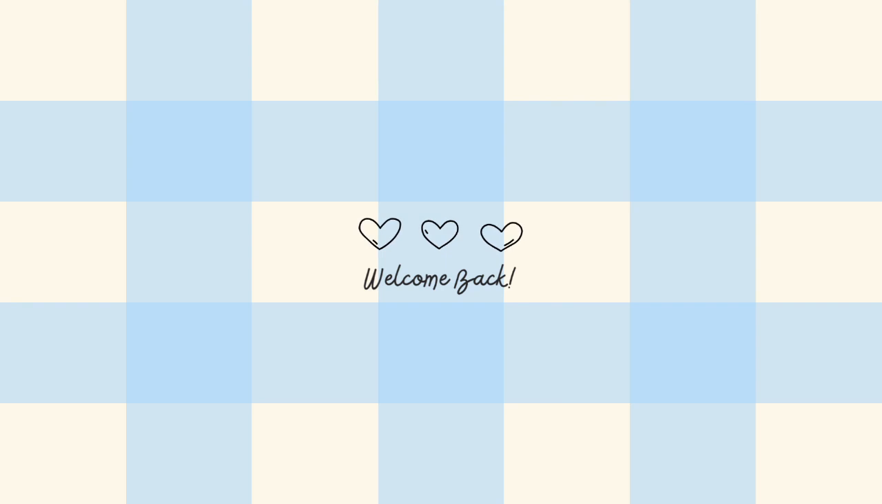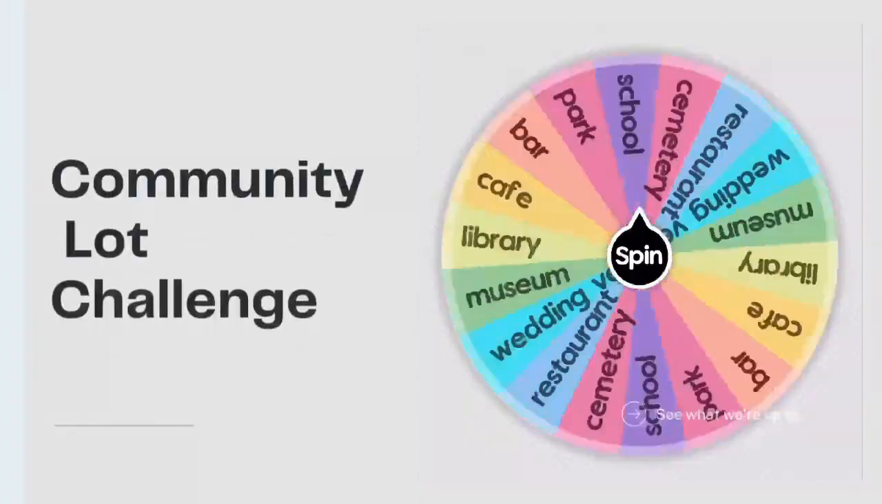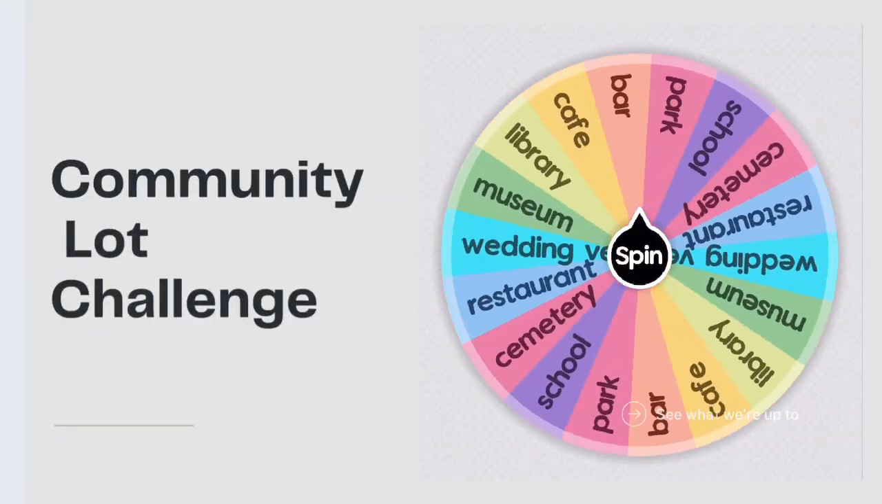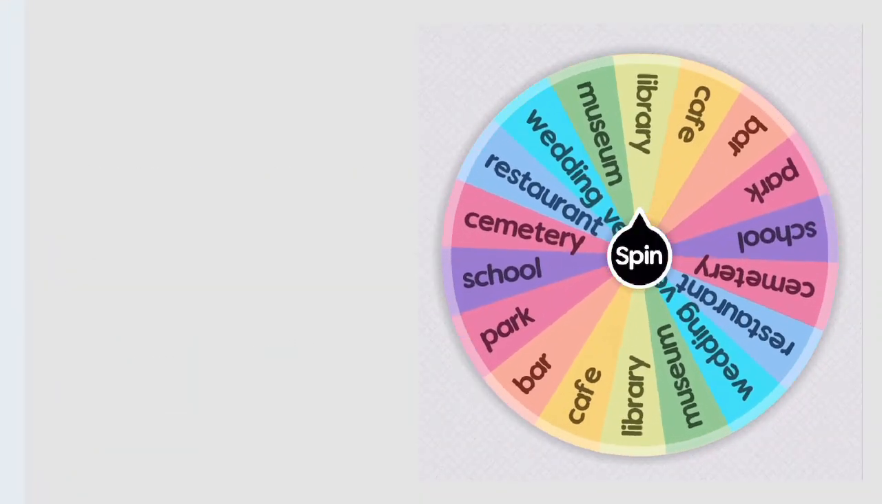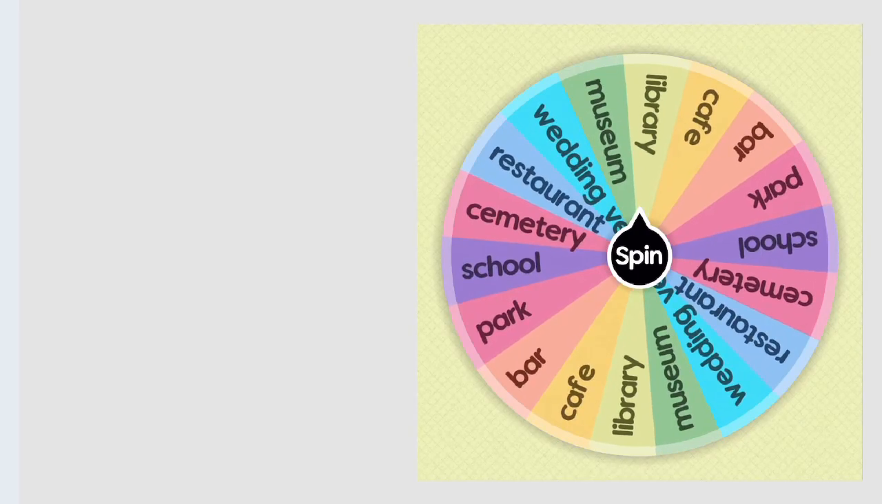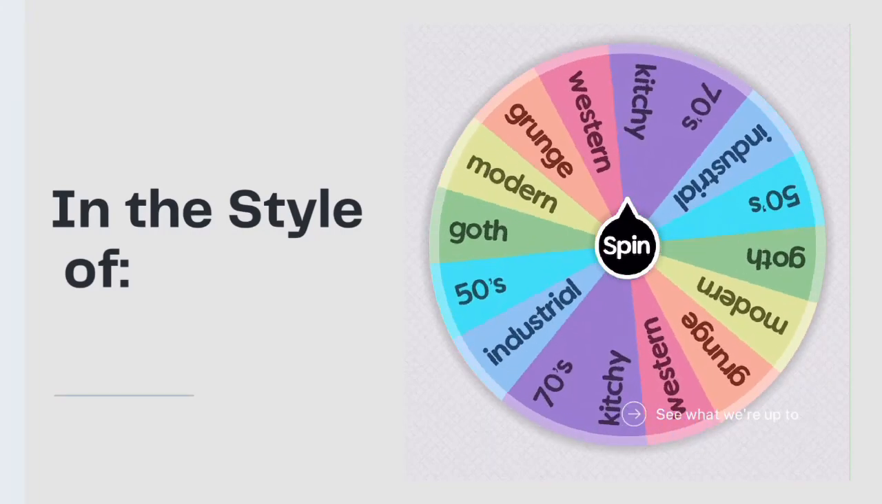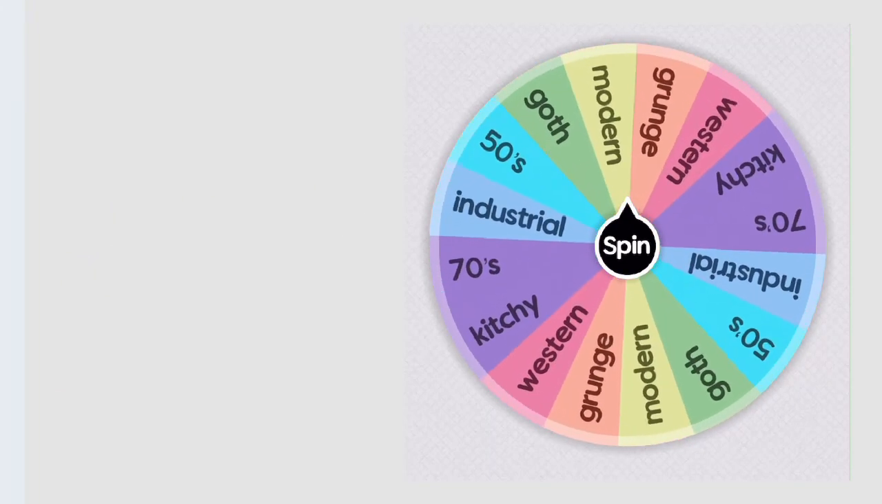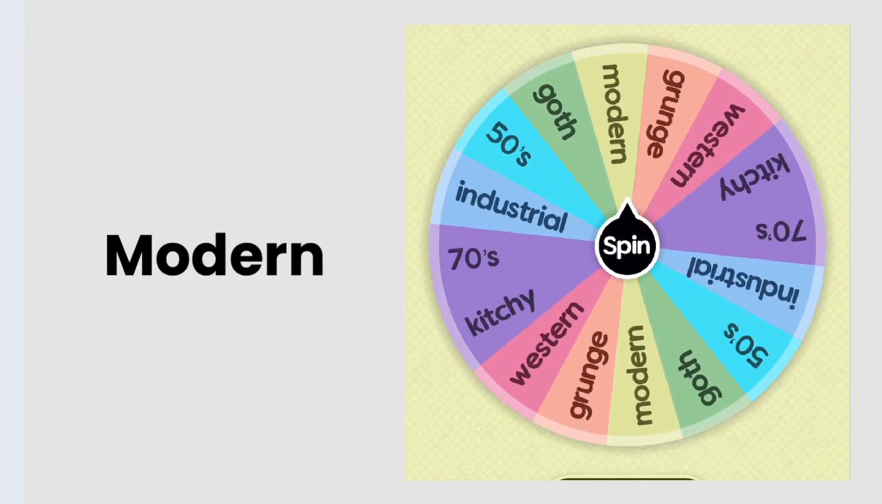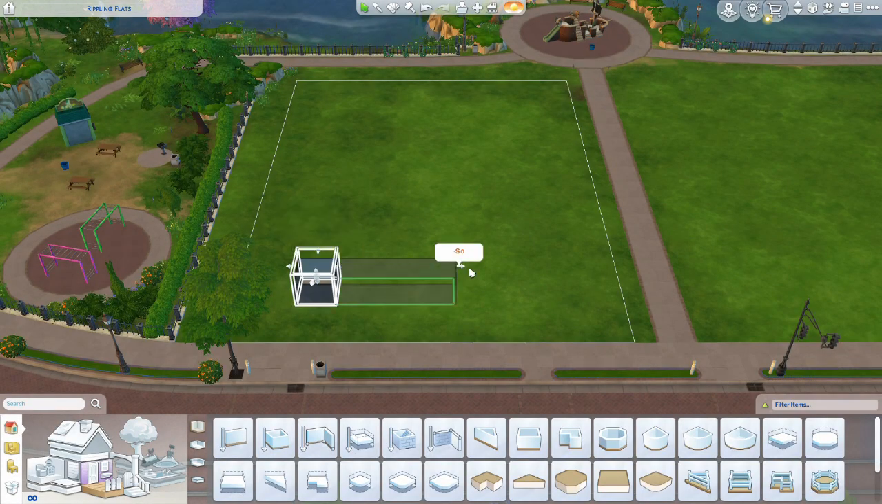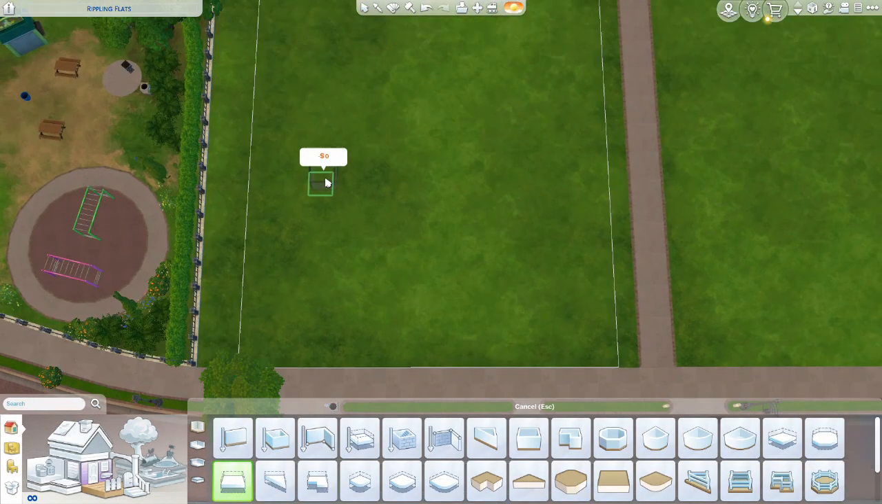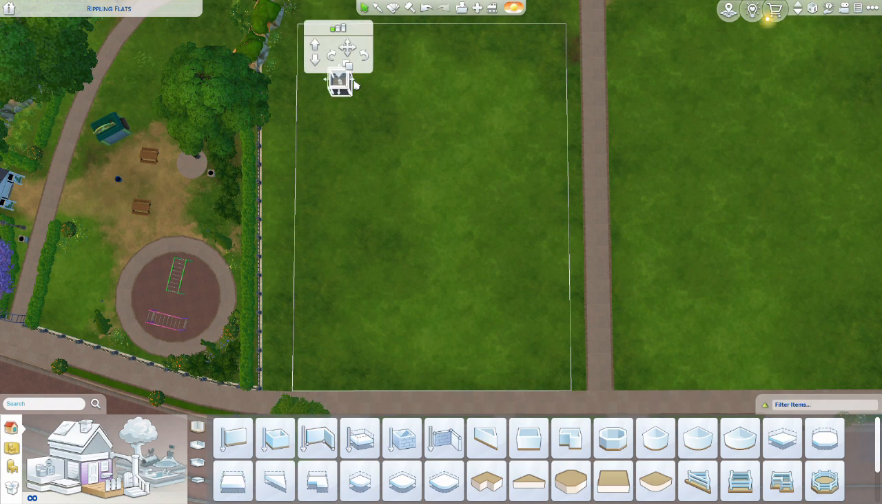So we're doing another community lot challenge video. In these, what we do is we randomize a community lot. So this time it's going to be a library, which is great. I personally love libraries. And then it's going to be in the style of modern.